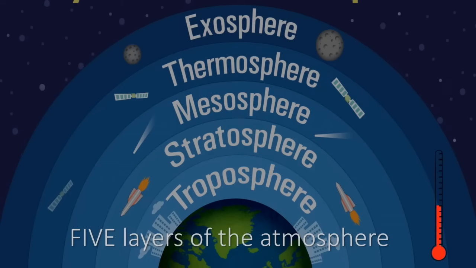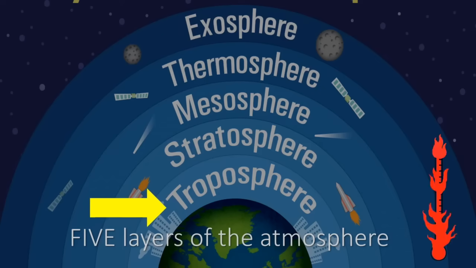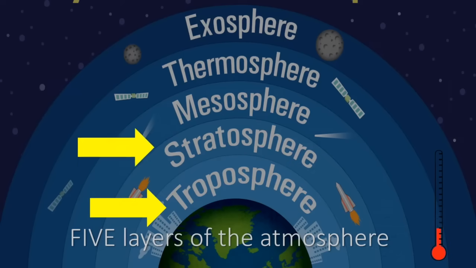So let's start with our first layer, the troposphere. The troposphere is the basis for cloud formation and weather patterns, and it is the main layer where aeroplanes fly in. Our second layer is the stratosphere. The stratosphere contains weather balloons that are able to gather information for scientists, as well as some aeroplanes that are able to fly within the stratosphere.